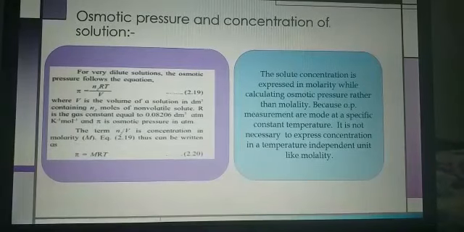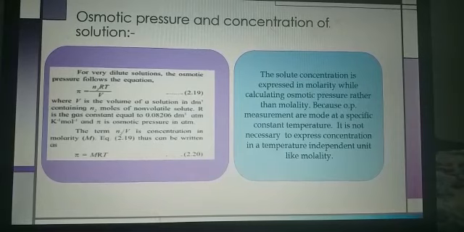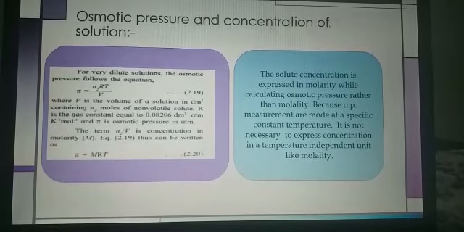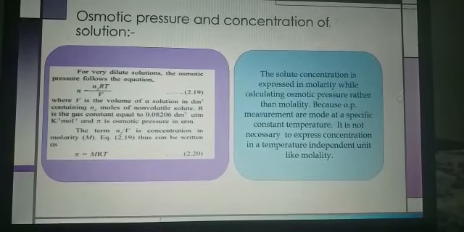The reason is that the osmotic pressure is measured at a specific constant temperature, so it is not necessary to express the concentration in a temperature-independent unit like molality. So we consider here molarity, not molality.